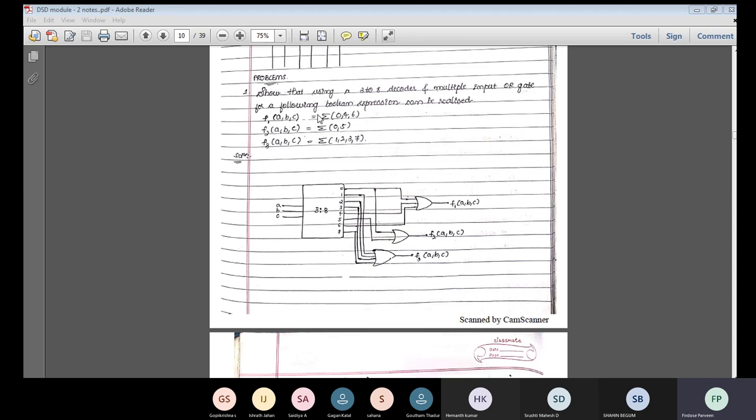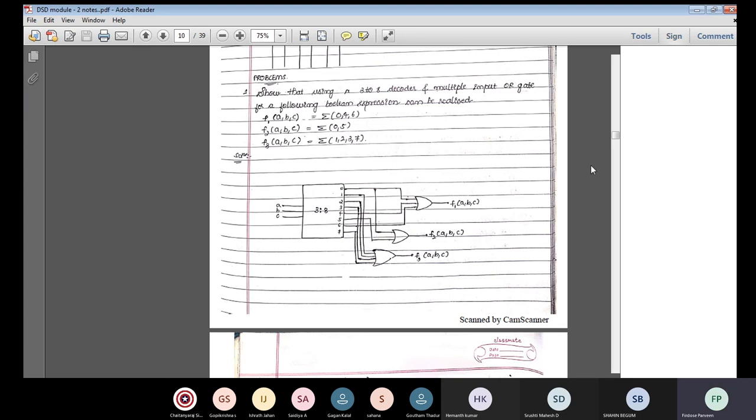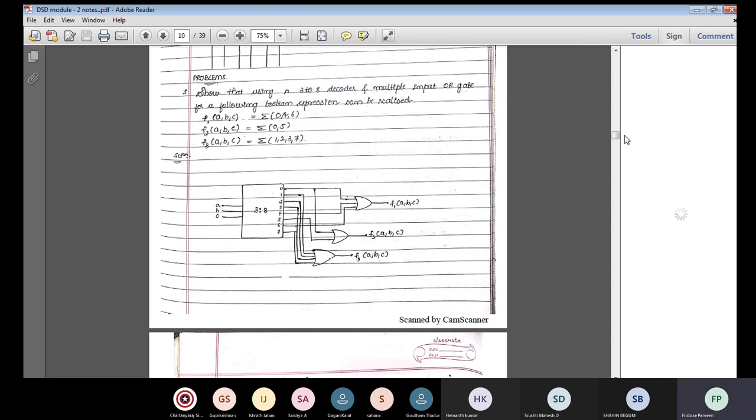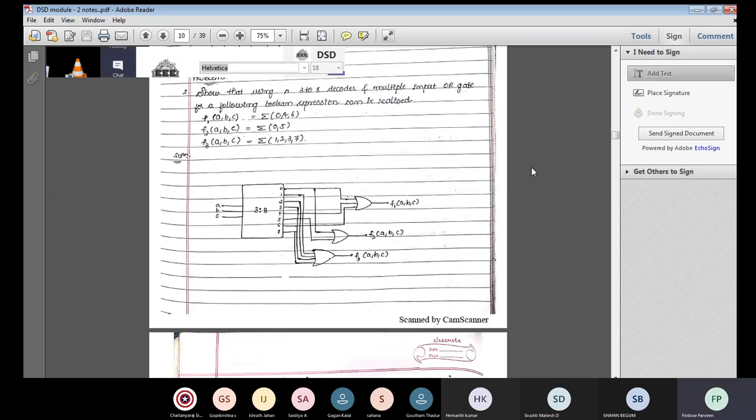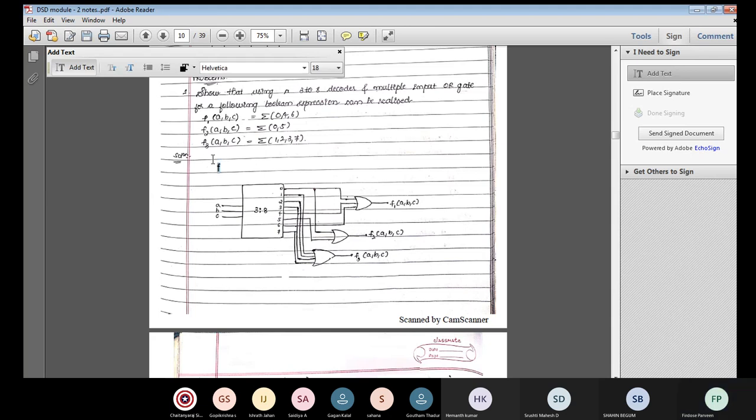From the module, if it is f1 of ABC is equal to summation 0, 4, 6, how it is written? I'm just telling you all. So here I'll write and show you. So it is f1 of a comma b comma c, close the bracket, it is equal to summation 0, 4, 6.